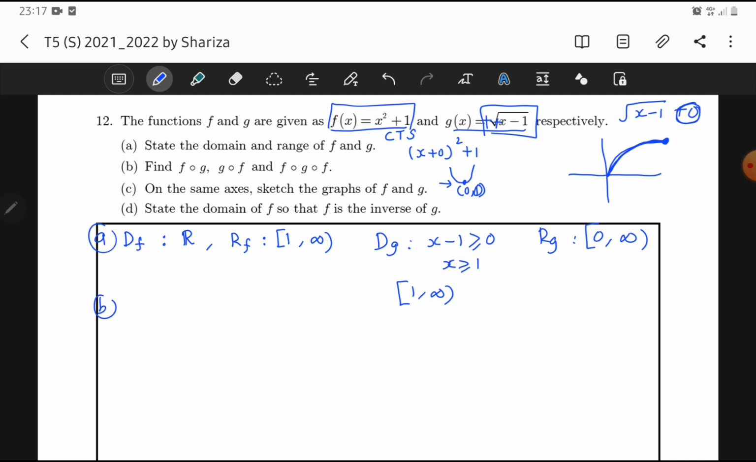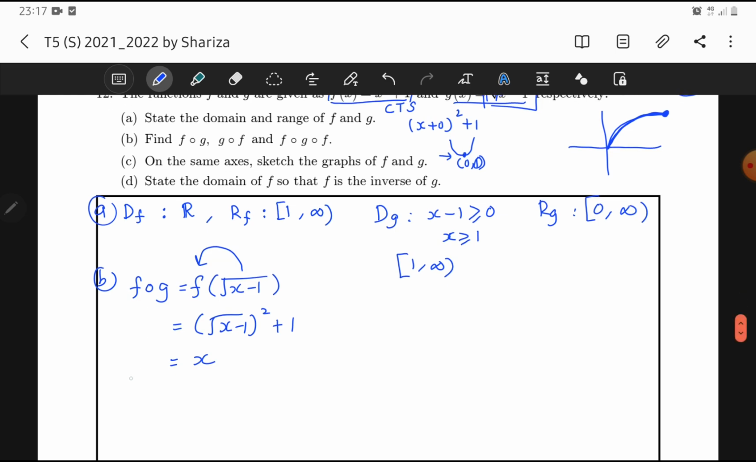Part B, find f of g. f of g equal to f of square root (x minus 1) equal to, insert square root (x minus 1) into f. So we have (square root (x minus 1)) square plus 1. The answer is x.